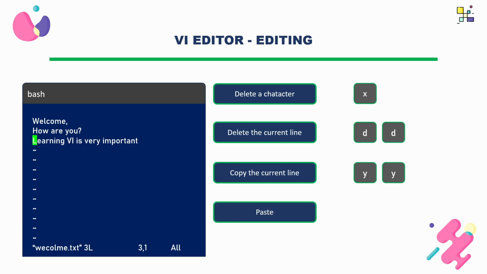To paste the line that you have copied, first of all, move the cursor to the location that you want, and then press P to paste it.